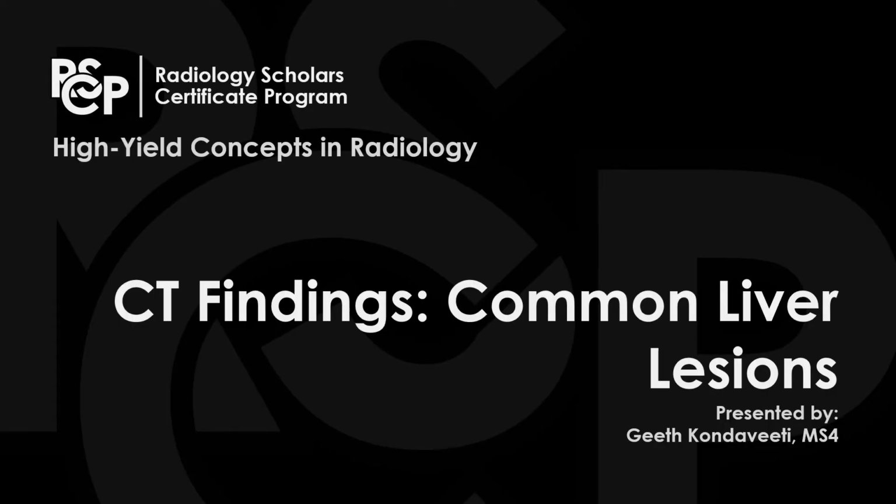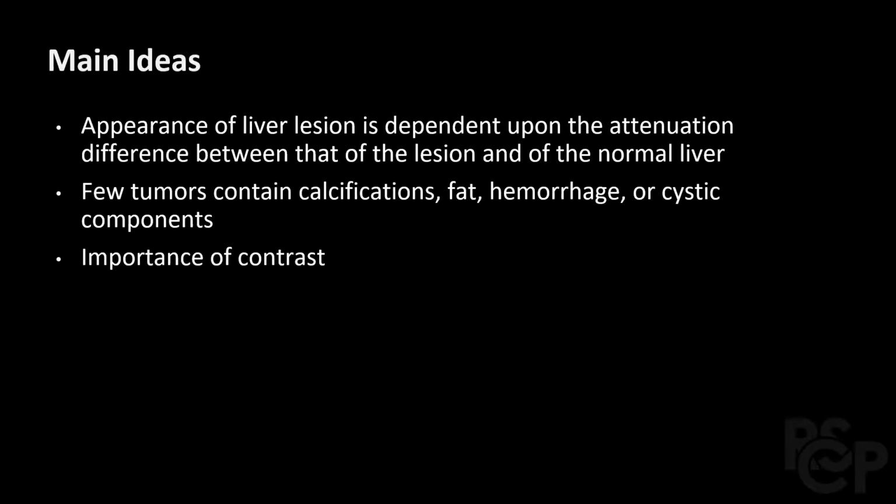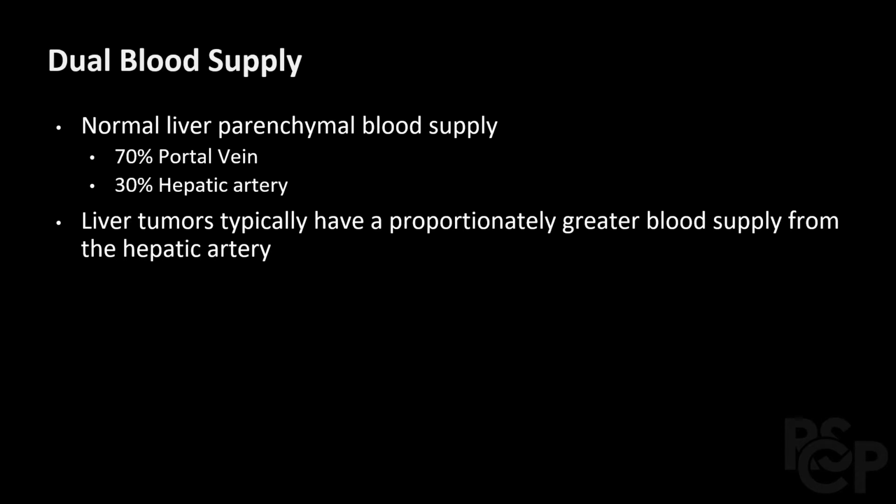And welcome to a presentation on CT findings of common liver lesions. Some of the main ideas to take away from this presentation include that the appearance of a liver lesion is dependent upon the attenuation difference between that of the lesion and that of the normal liver. It's also important to acknowledge that few tumors contain calcifications, fat, hemorrhage, or cystic components, and we'll also discuss the importance of contrast. First, let's talk about the dual blood supply of the liver.